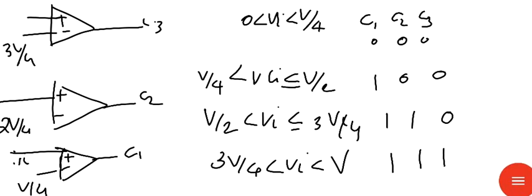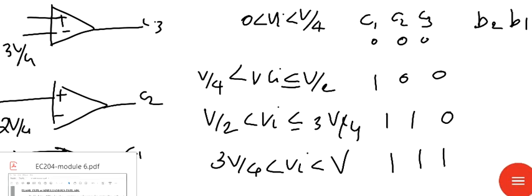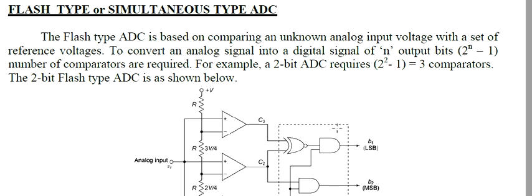Then what is the digital output? That is B2 and B1. What is the digital output? B2 and B1. So the digital output is given to some coding circuit.